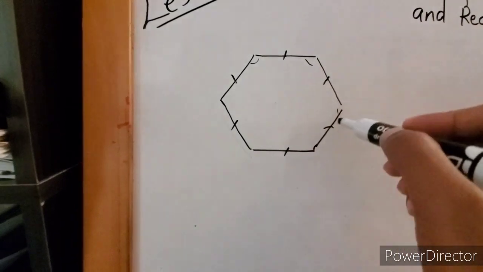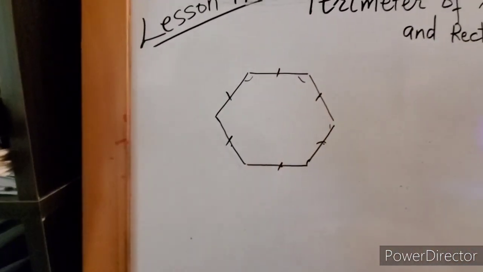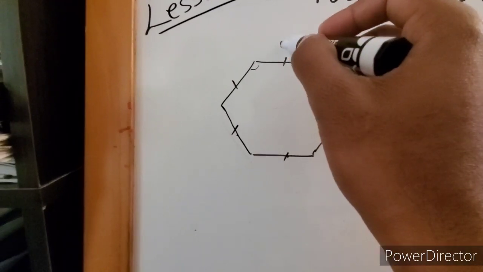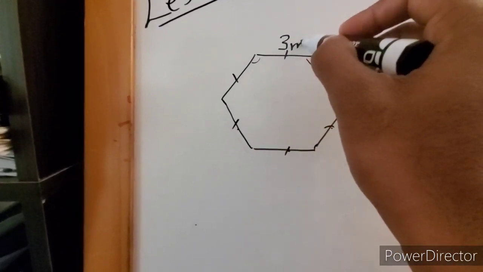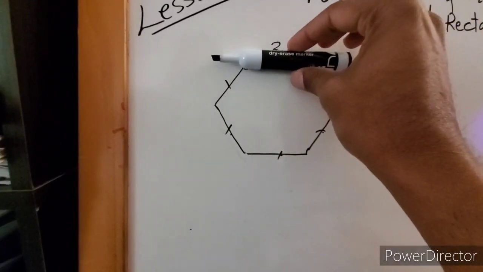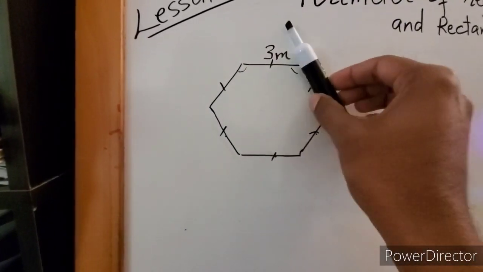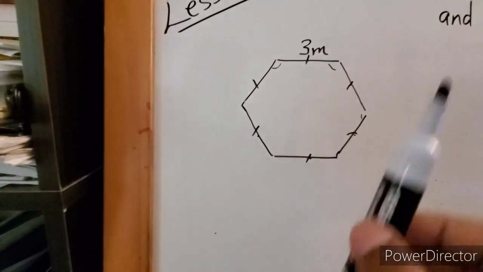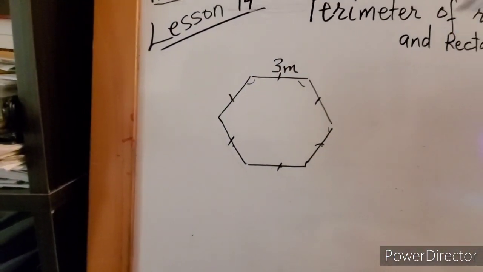1, 2, 3, 4, 5, 6. So it's a hexagon. And let's say this side measures 3 meters. Now remember, if all the sides are equal, then if this side measures 3 meters, then this side is 3, 3, 3, 3, and 3. All the sides are 3 each.